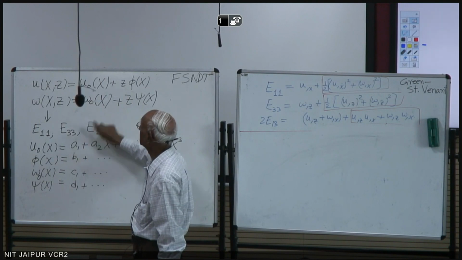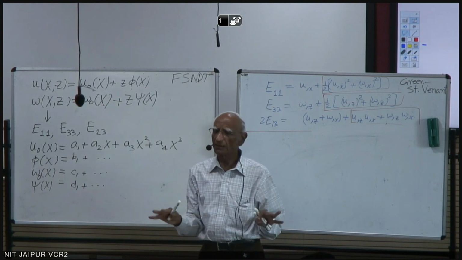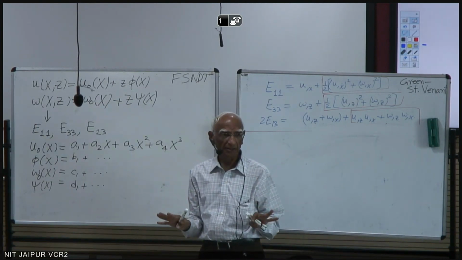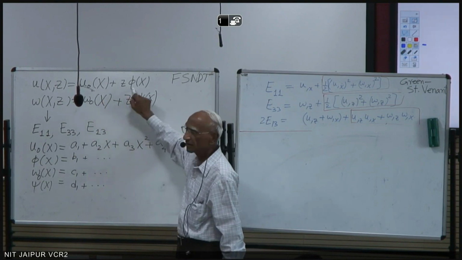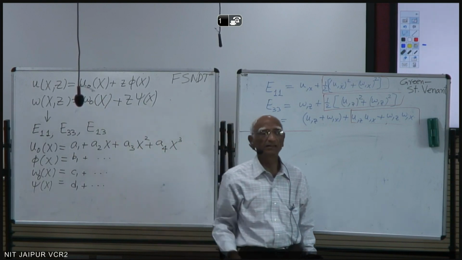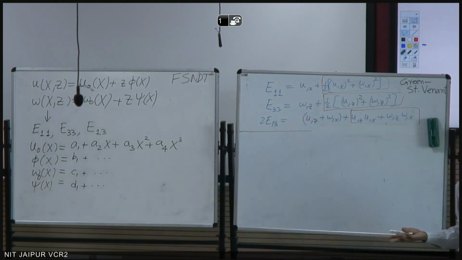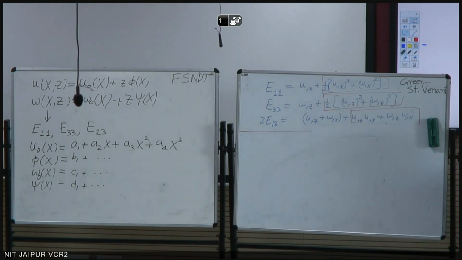So you substitute these in here. You will need to write software, either Mathematica or MATLAB, but this is doable. So you substitute for U0 and phi here, same thing, W0 and psi. These are cubic polynomials in X, and they are polynomials of degree 1 in Z. Find E11, E33, and twice E13. Obviously, I cannot do it in the class now. But in principle, you can do it.